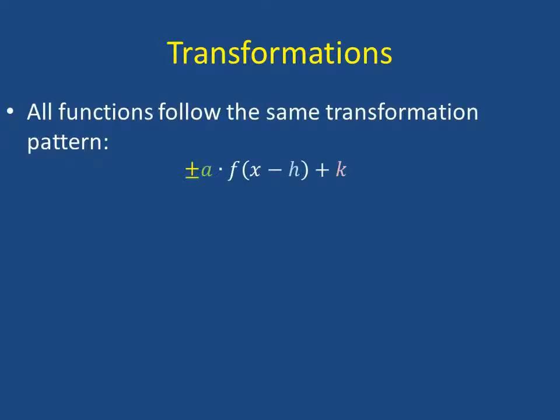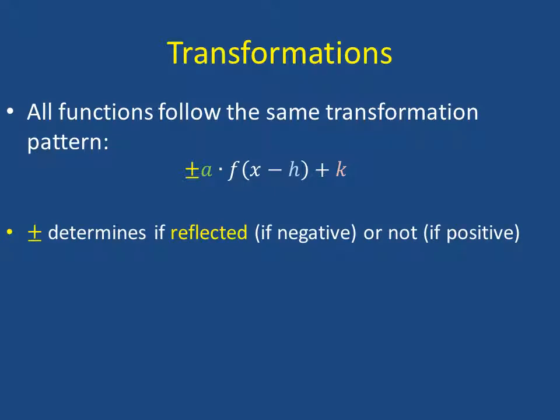Every function, no matter which one it is, is going to follow the same pattern with transformations. So we're going to have plus or minus in the front, an a value multiplied by the function with x replaced by x minus h, and to the whole thing we'll add k.